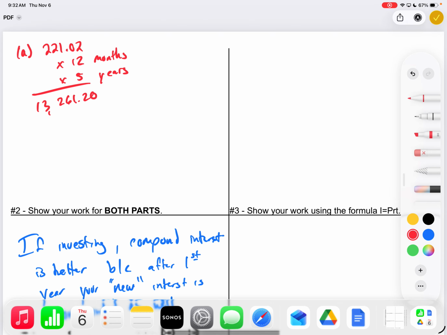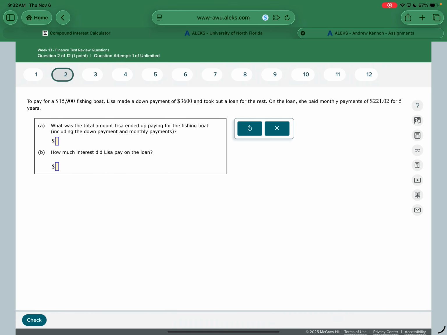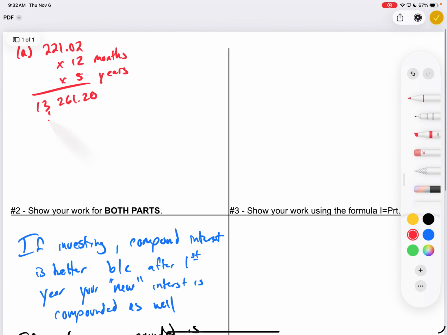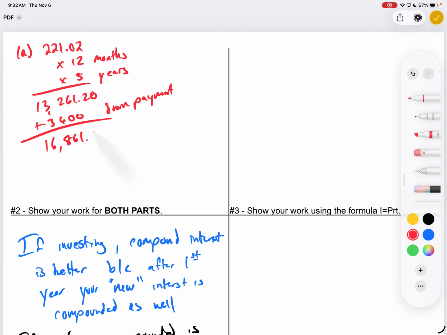Okay, let me go back and look at the problem real quick here. But she also made a down payment of $3,600. So do not forget that. So we need to add that to the total cost paid. So the payments, we're paying that $13,261, but we also paid $3,600 on our down payment. So the total amount paid is $16,861.20. Okay. So that's your answer to part A.